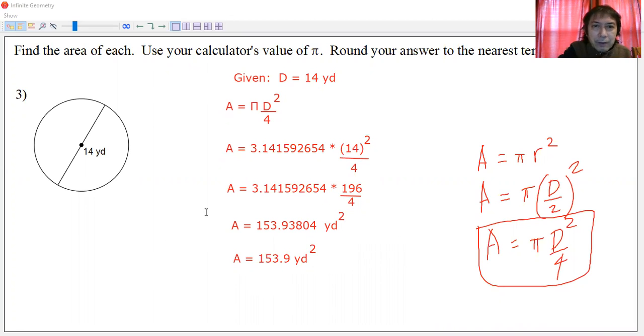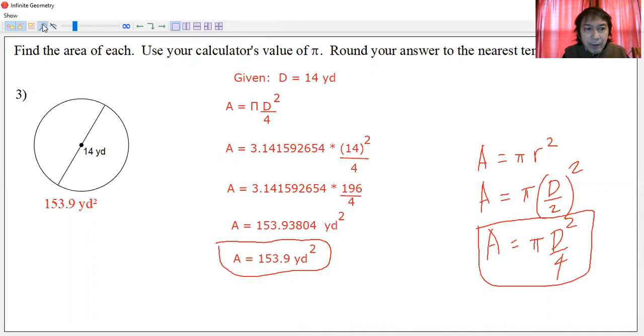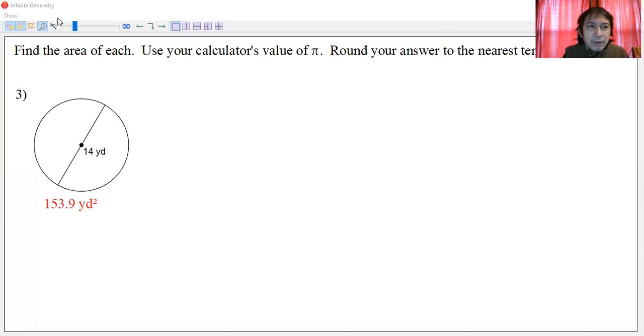So our final answer is over here. And we shall verify from the computer. You can see the answer from the circle near the diagram. It's 153.9 square yards. So this must be correct. And this formula here is also correct. All right, let's continue with the next number. We'll do number 4. Here's number 4.